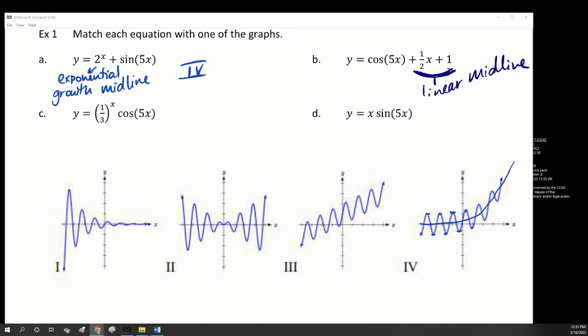So we're looking for a graph. It's oscillating, but the middle is oscillating around the line y equals 1/2 x plus 1, or like the slope of 1/2 and y-intercept of 1. Yeah, it's going to be 3.